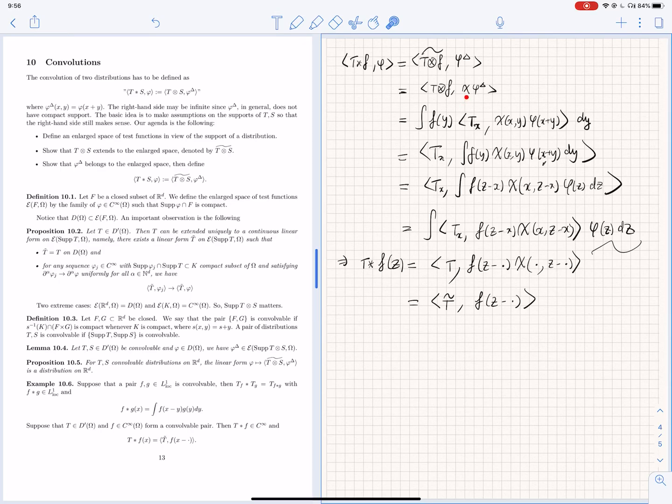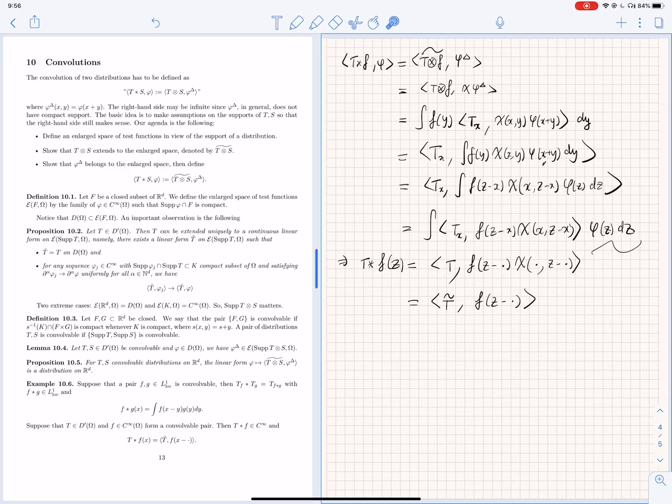This chi satisfies the property that it is equal to 1 on the intersection of the support of T times the support of f with the support of phi. Okay, so combining these two things, we can show exactly that, which means that we do have this formula, a T extension times f of z. This is exactly what we wanted to show.